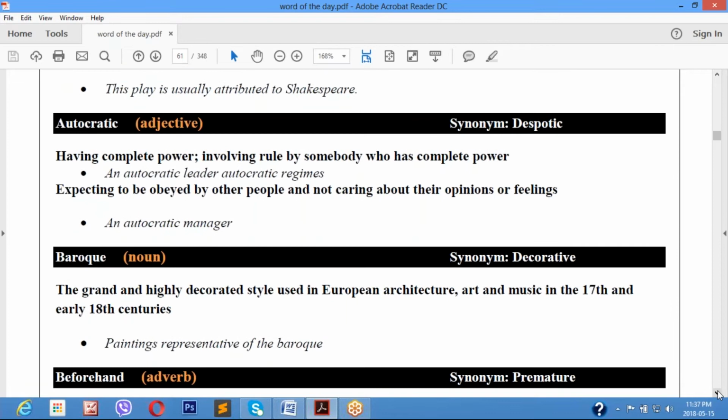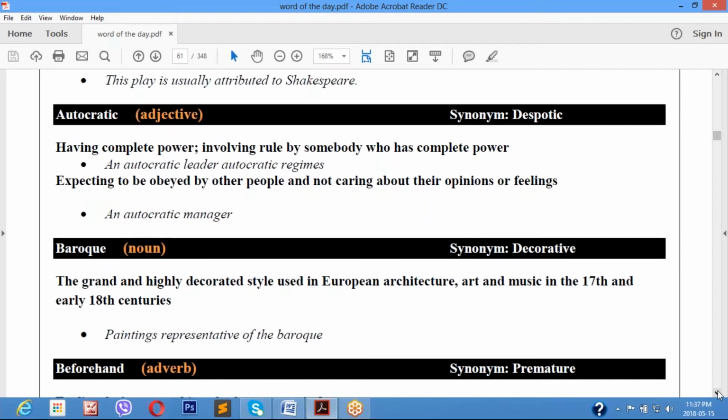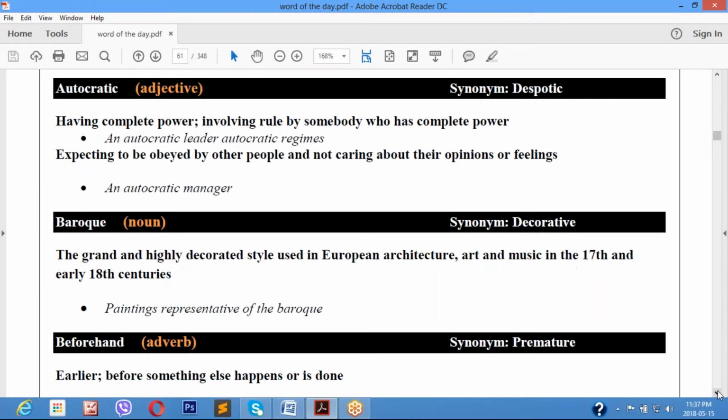Autocratic, despotic. So autocratic, having complete power, involving rule by somebody who has complete power. An autocratic leader, autocratic regimes, बहुत ज़्यादा ताकत होना, power होना, leader के साथ, regime के साथ, you can use this word. So autocratic manager, देखें regime, power, leader, manager, autocratic, बहुत ज़्यादा powerful होना. Despotic, इसका synonym है expecting to be obeyed by other people, जो दूसरे लोग उसकी बात माने. Not caring about their opinion और feeling, और उनके बारे में कुछ ना समझे. Autocratic manager, ठीक है. लीडर और regimes, पावर और उसके साथ एक वर्ड यूज हो रहा है.